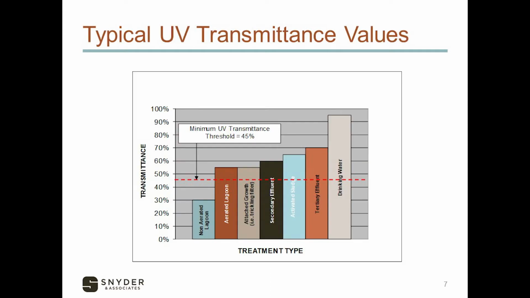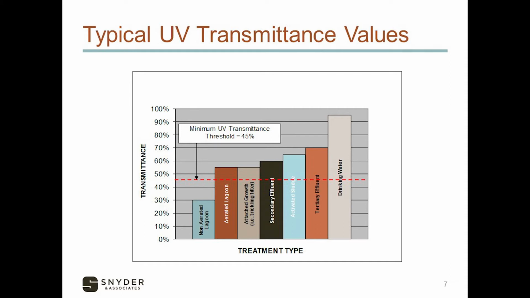Well, generally speaking, the minimum UV transmittance threshold we would normally want is about 45%. More is better. If we're in the 60s, that's great. 45 is about the bottom line. And you'll notice that in a non-aerated lagoon, oftentimes we're down around the 30 range. You can see by comparison, drinking water is nearly 100.